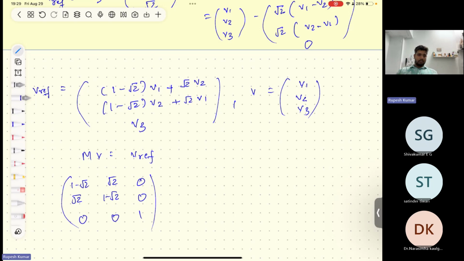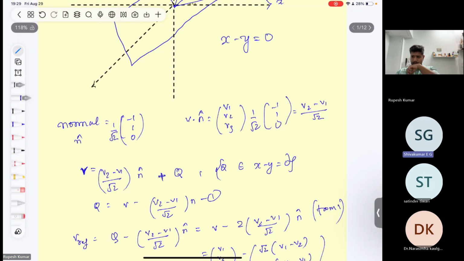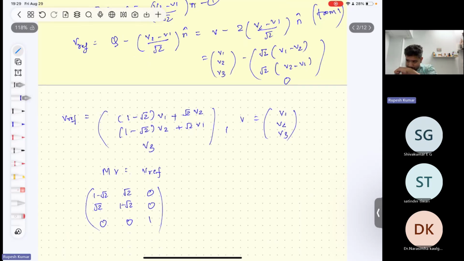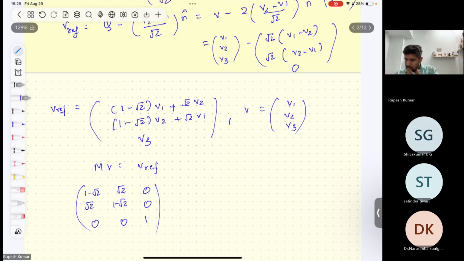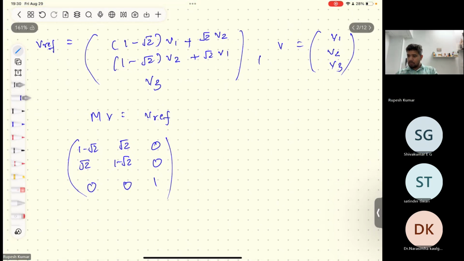Fine, everyone. Is this clear? Am I missing something? Am I wrong somewhere? And V will not come there. What we? V1, V2, V3, where? That MV equals V reflected. Yeah, there V you are not writing. I think it is M matrix. This is M. Sorry, yes, this is the reflection matrix.